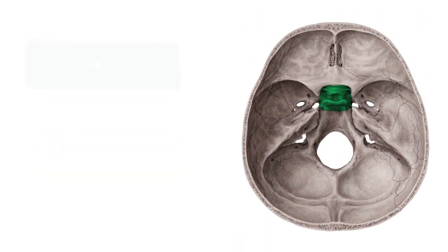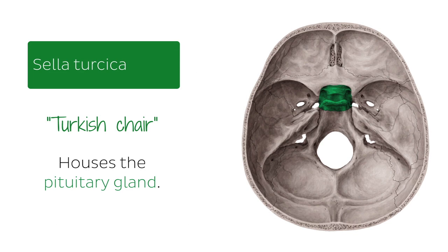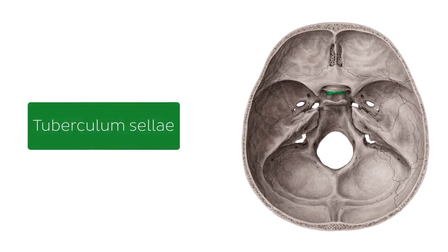This is known as the sella turcica, which is located on the body of the sphenoid. Owing to its saddle shape, the sella turcica was given its name, which means Turkish chair. The sella turcica houses an important gland in your body known as the pituitary gland. We're moving on to another structure that I briefly mentioned when we talked about the body of the sphenoid. This is the tuberculum sellae. This is an elevation on the sphenoid bone in the area where the sella turcica is found. It is sometimes referred to as the tubercle of the sella turcica.